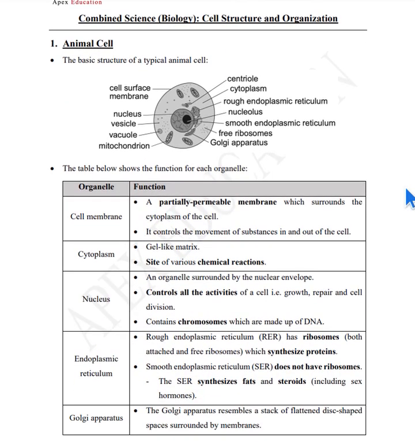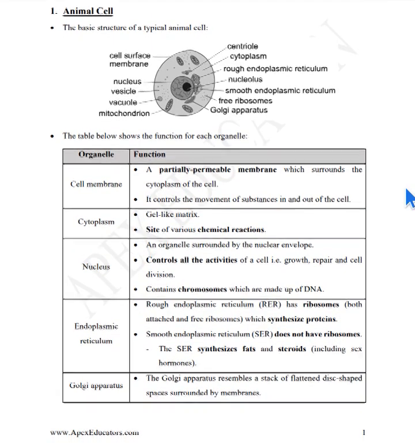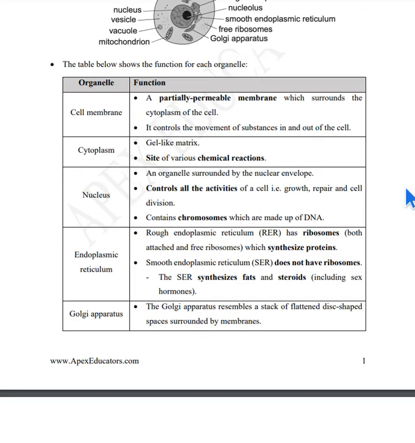First up, you need to tell me what is an animal cell. You need to be able to state the function of each organelle for the animal cell. So cell membrane: what's the function? The function is a partially permeable membrane. You must tell me that it surrounds the cytoplasm of the cell. You must also state that it controls the movement of substances in and out of the cell, not just water. A lot of people are tempted to write water, and it's actually wrong.